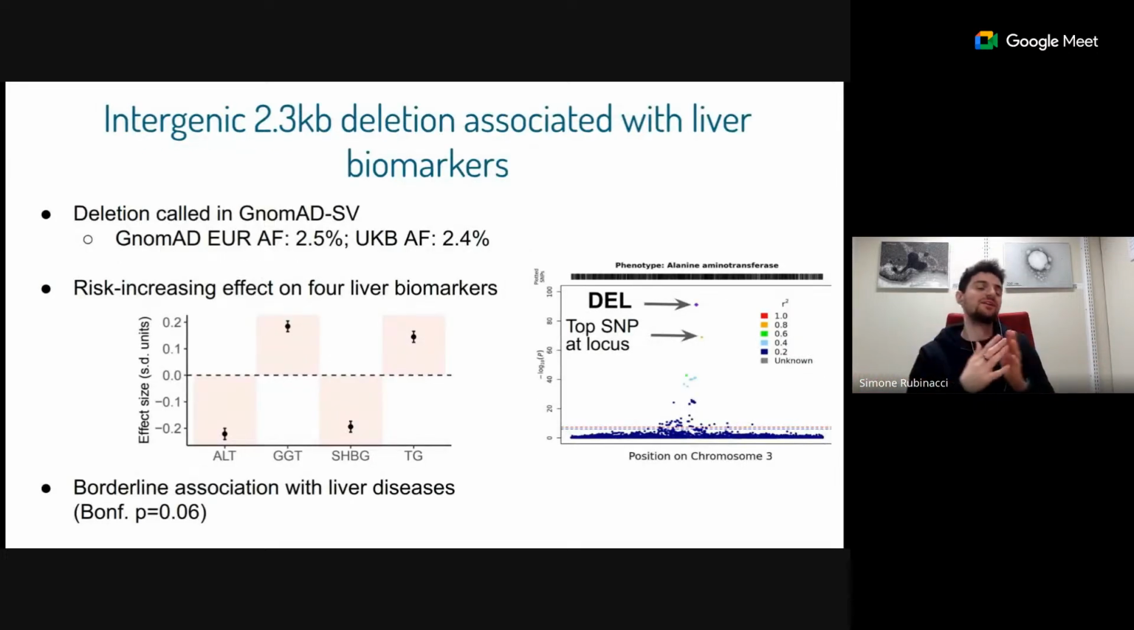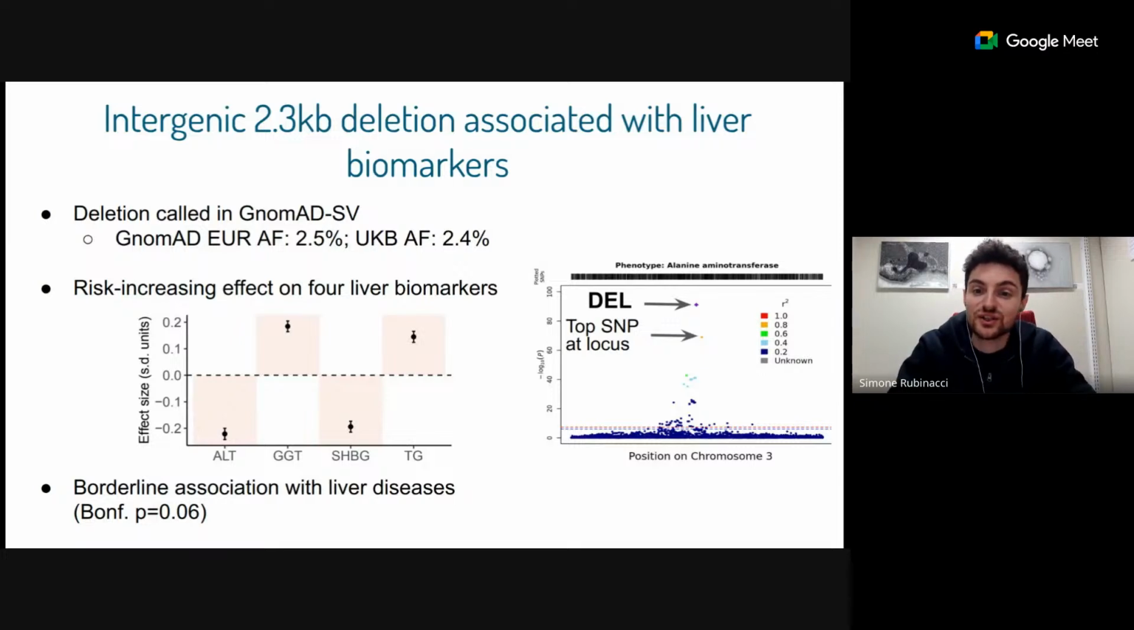First, we identified a 2.3 kb deletion on chromosome 3 linked to liver biomarkers. This deletion is also present in gnomAD-SV, and it has a similar allele frequency in Europeans to what we detect in the UK Biobank.